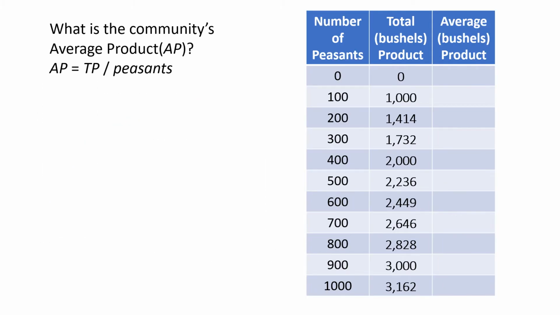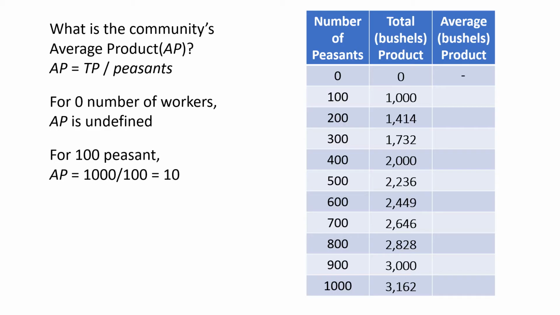Having calculated the total product and illustrated the production function, it would make sense to also calculate the community's average product. Average product is defined as total product divided by the number of peasants. So for 0 workers, average product is equal to 0 divided by 0, but we know that anything divided by 0 is undefined, so there's a blank in the first cell.